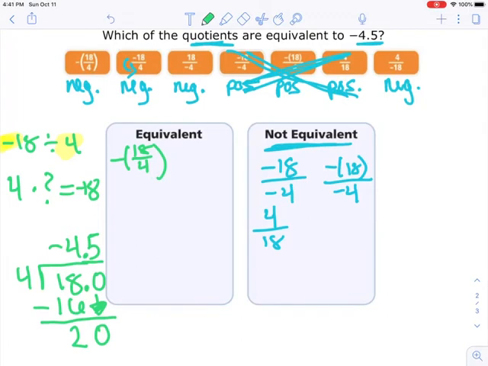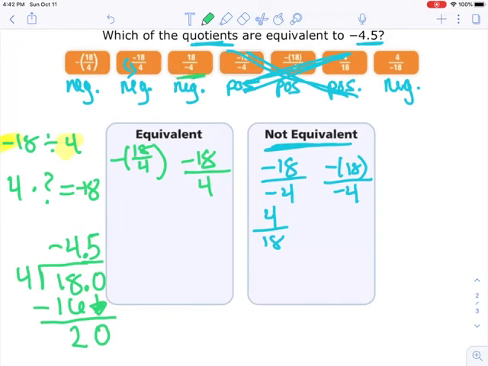Now, the second one looks very, very similar, except instead of the negative being on the outside of the parentheses, it's just on the 18. So when you go ahead and divide these, this is just saying the same thing. Negative 18 divided by 4, you're still going to get negative 4.5. So this one is also equivalent. The only thing that they're doing here is showing that the negative can be in a different placing. It's still the same answer.